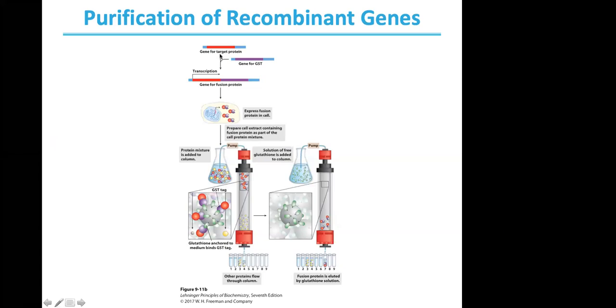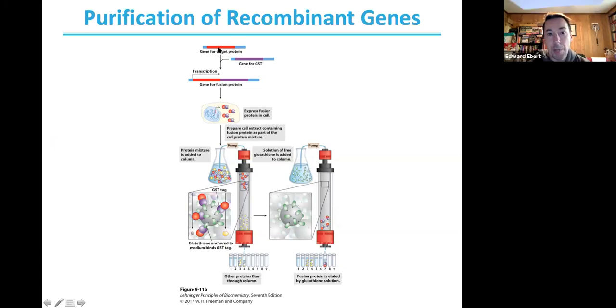As far as the purification, our gene is in red. And then we add this glutathione gene in there as well, and attach those together so that we essentially get our particular gene product that is fused to glutathione. So we have this fusion protein, and it gets expressed in the cell.